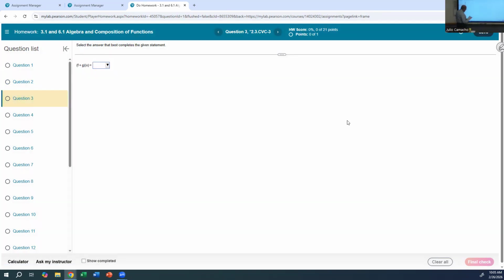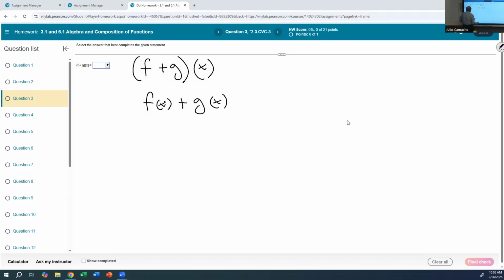Question number 3, we have an equation. Let me find how we display this equation. When you have f plus g of x, that is the same thing as saying f of x plus g of x. We need to add both functions together. That will be the answer for this one, just f of x plus g of x. And f of x is one equation, and g of x is another equation, so we need to add both equations. Okay, so it's just f of x plus g of x. That's the answer.